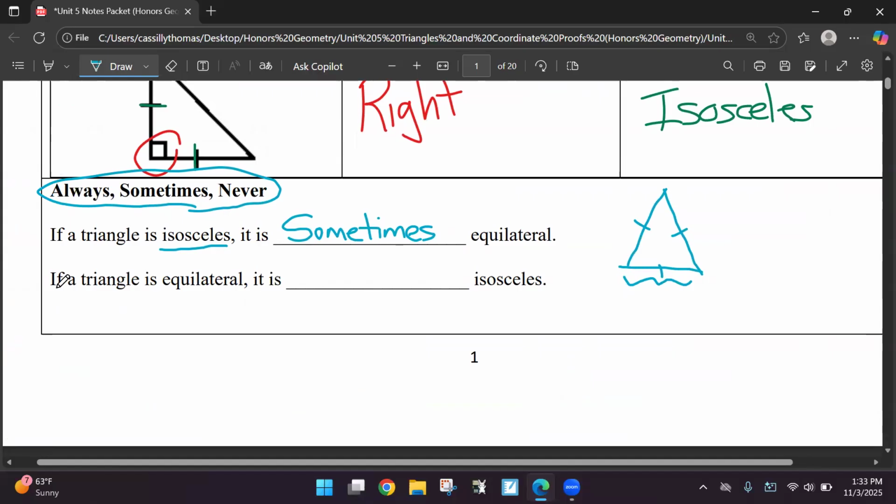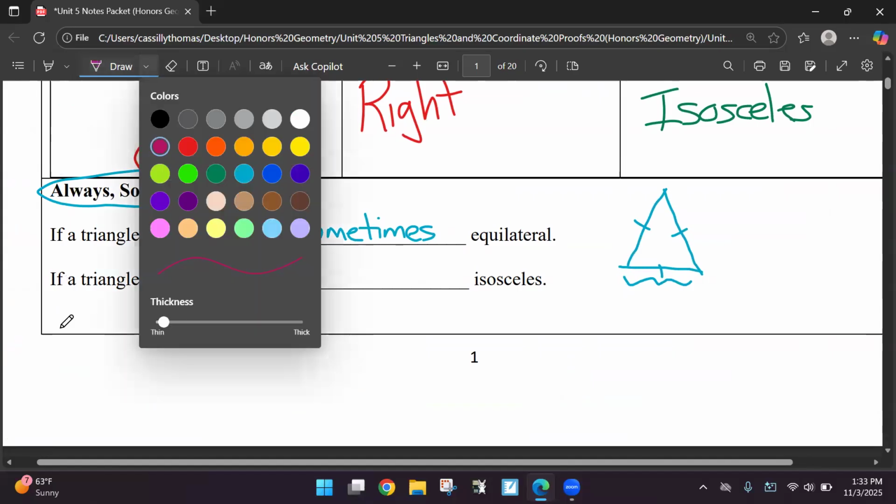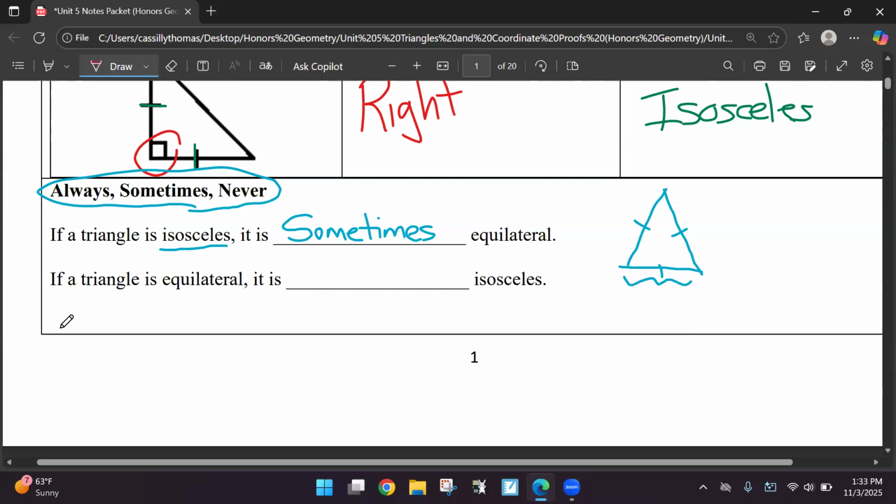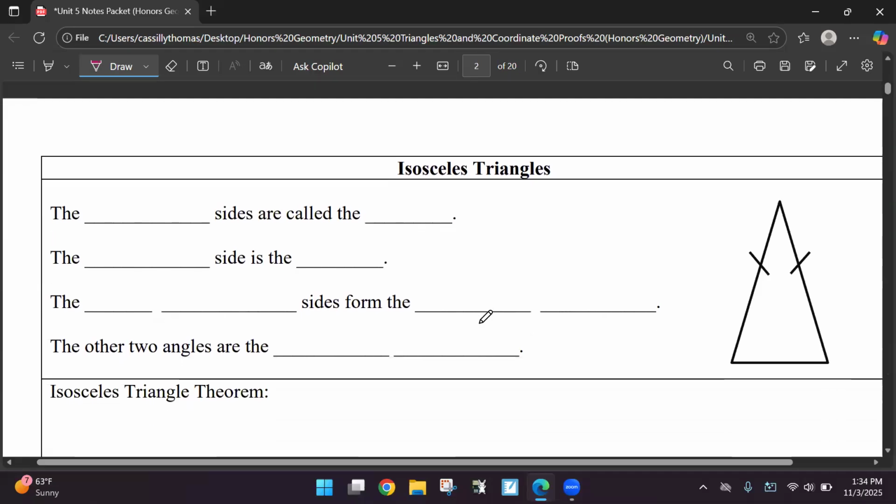But if we look at the next one, if a triangle is equilateral, it is always, sometimes, or never isosceles. So again, if we just look at the last one, we said every single isosceles triangle sometimes is equilateral. Therefore, every single equilateral triangle is always isosceles. And there we have it. On to the next page.